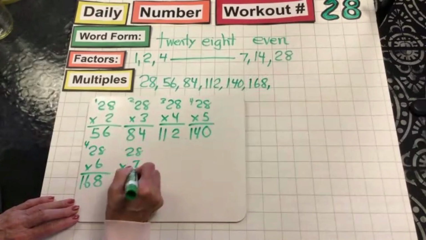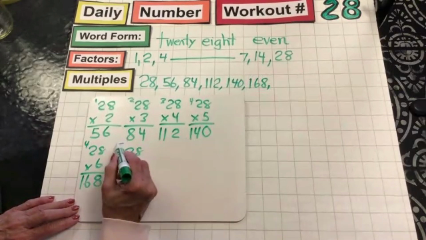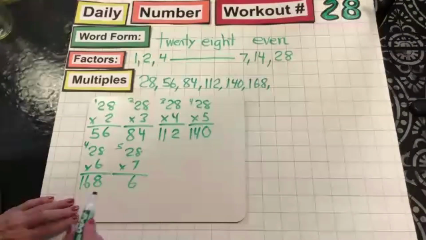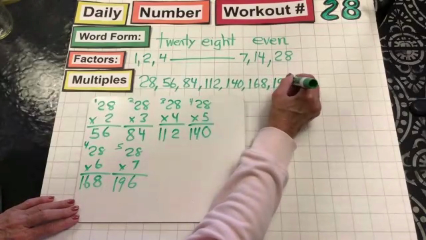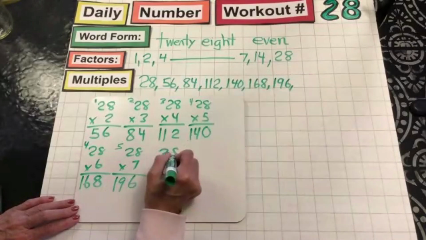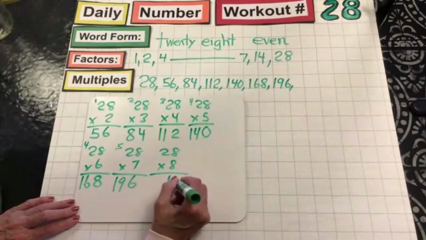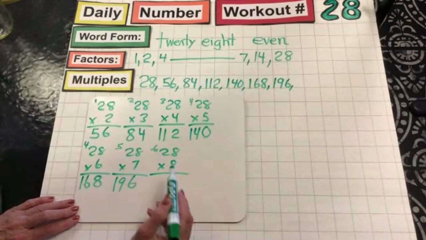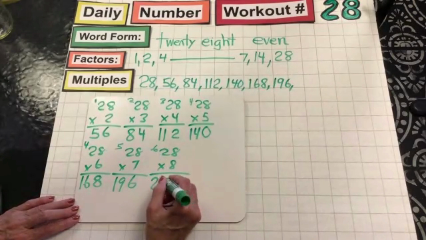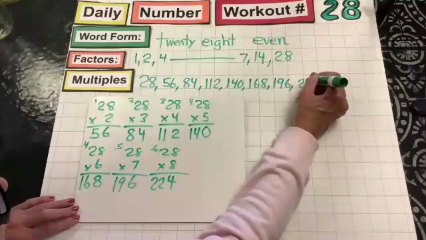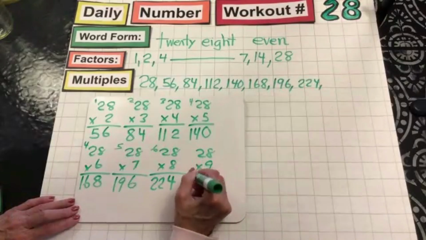28 times 7. 7 times 8 is 56. We drop the 6, carry the 5. 7 times 2 is 14, plus 5 is 19. So we have 196. 28 times 8. 8 times 8 is 64. Drop the 4, carry the 6. 8 times 2 is 16, plus 6 is 22. So we have 224.